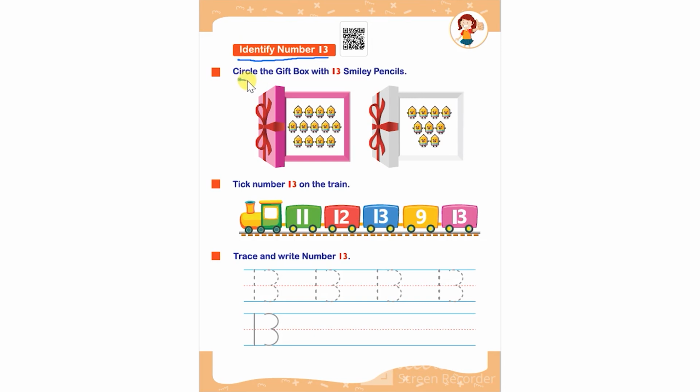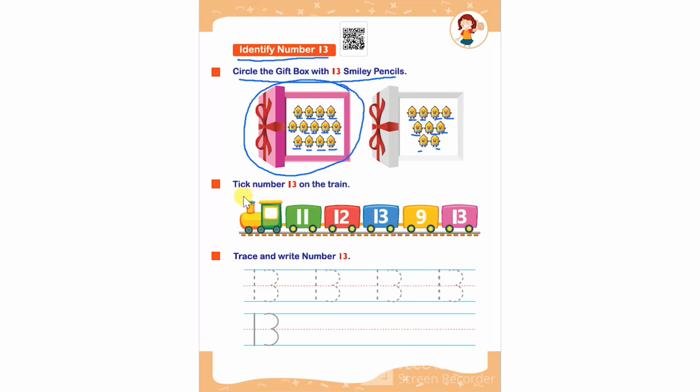In this worksheet, the topic is identify number 13. Over here, circle the gift box with 13 smiley pencils. So here the child has to circle the gift box with 13 smiley pencils. So the child has to first count the number of pencils: 1, 2, 3, 4, 5, 6, 7, 8, 9, 10, 11, 12, 13. So here there are 13 pencils. So they have to circle this gift box, and in the next one, 1, 2, 3, 4, 5, 6, 7, 8, 9. There are only 9 smiley pencils.